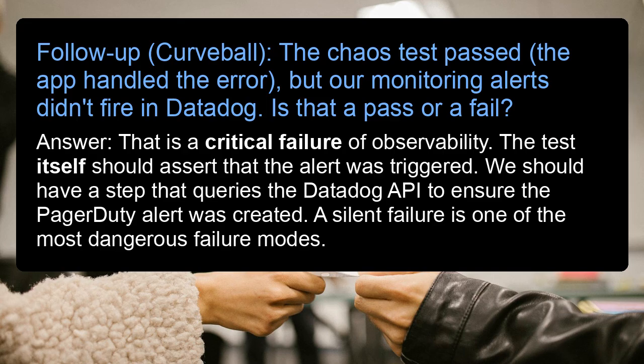Follow-up curveball. The chaos test passed, the app handled the error, but our monitoring alerts did not fire in Datadog. Is that a pass or a fail? Answer: that is a critical failure of observability. The test itself should assert that the alert was triggered. We should have a step that queries the Datadog API to ensure the PagerDuty alert was created. A silent failure is one of the most dangerous failure modes.